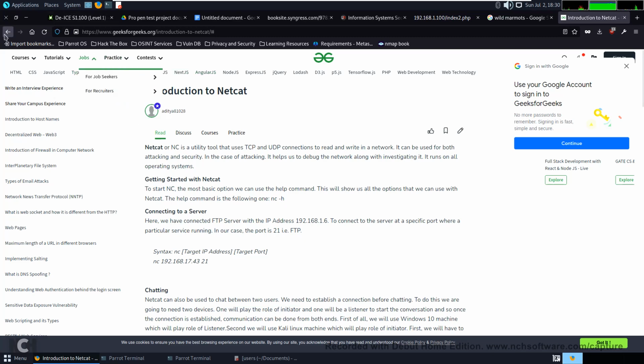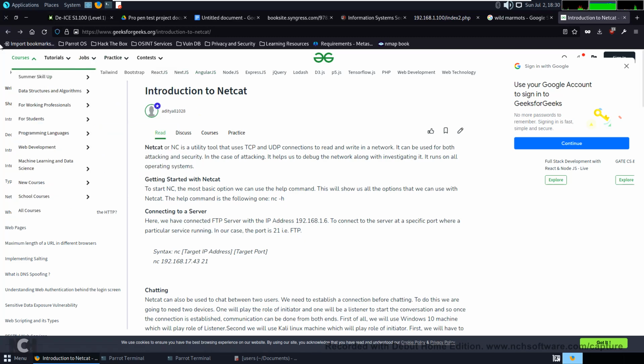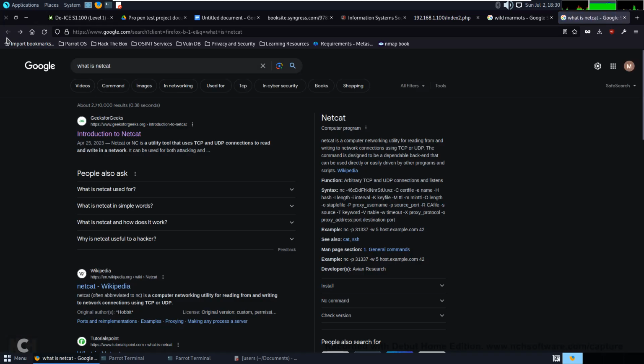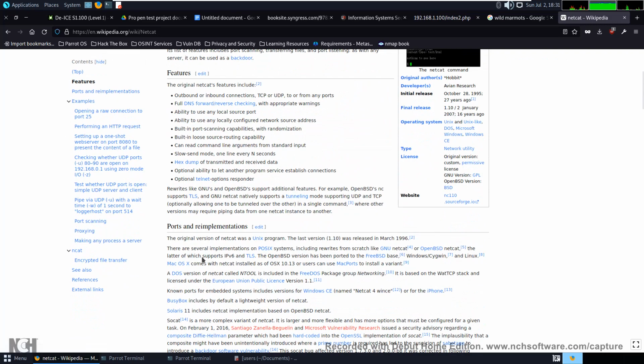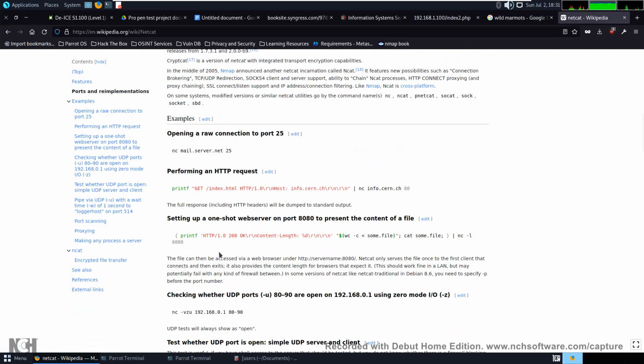That's what kind of bugs me a little bit, I want to know. Maybe Wiki has something a little bit better. For reading from and writing to network connections. So it reads and writes to network connections. Can be used directly or easily. Okay, read and write. Well, I guess somehow it does connections. I'll figure it out one day.